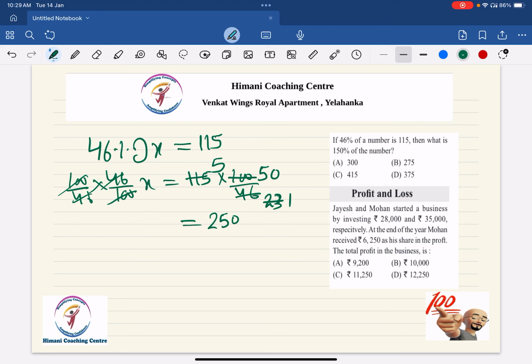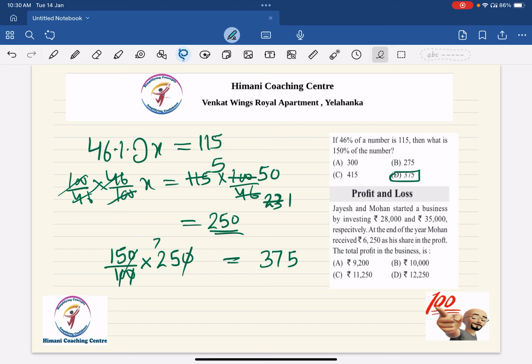Now they are asking 150% of 250. So let us find that. So 150 by 100 into 250 because they have asked that. So we will cross 10 10. Now 15 times 5 is 75. 7 carry over. 15 times 2 is 30, 30 and 7 is 37. So 375 is the correct option.